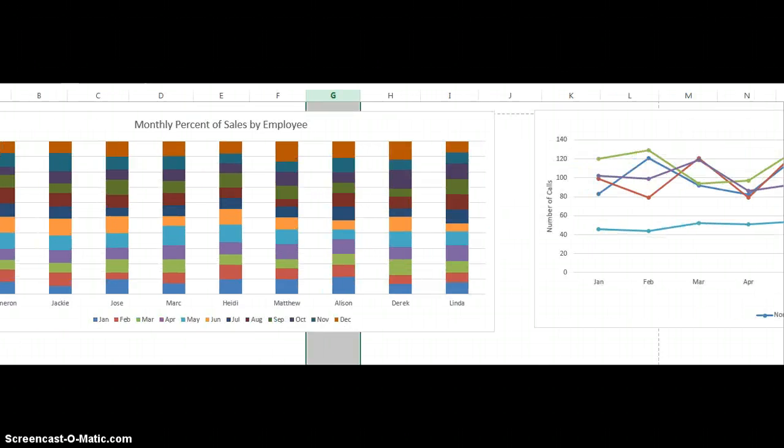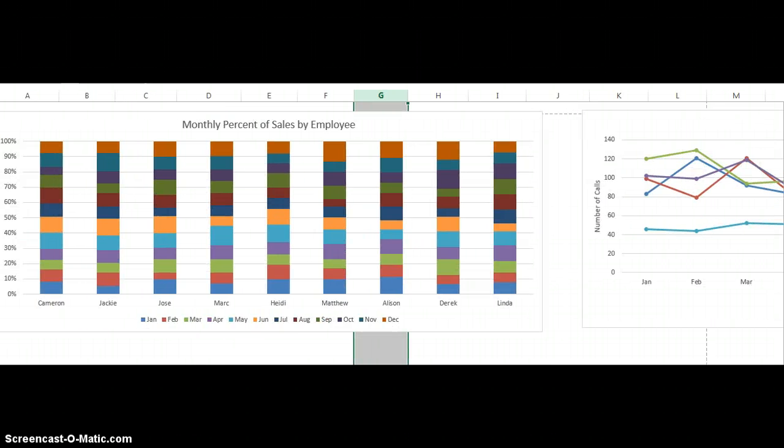The last chart that we have here, we decided to do a stacked column chart, and this is out of 100%, so how much each person is making compared to each month, compared to everybody else. And this is the monthly percent of sales by employee. And here we can see how much people are making each month compared to the other employees.